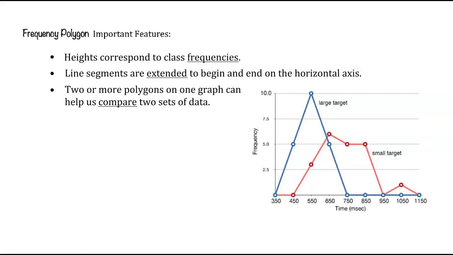That means that after we've plotted a point corresponding to each class midpoint, we must connect our polygon down to the horizontal axis using the appropriate width from the first and last midpoint. Also, if we want to put two or more polygons on the same graph, this can really help us compare two sets of data. Let's try out an example.